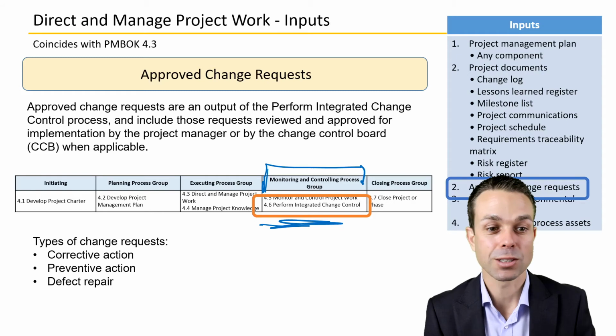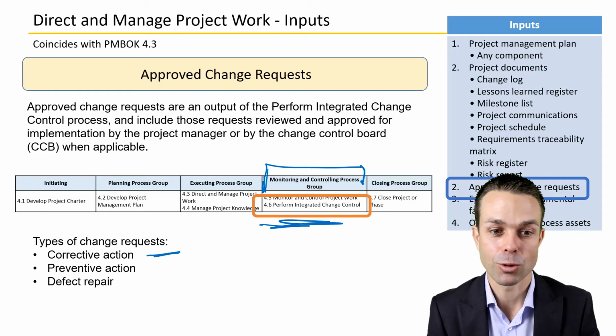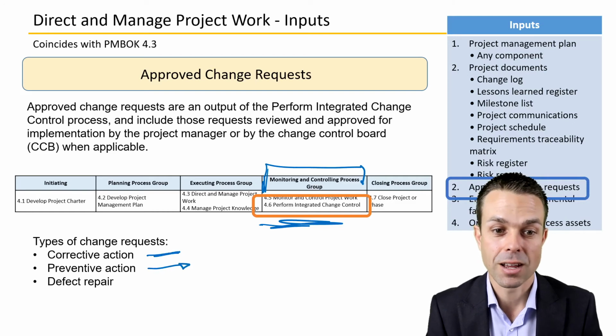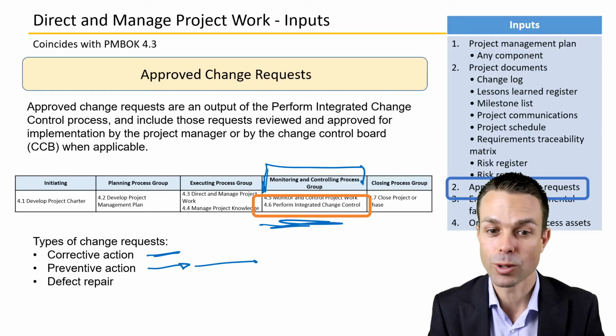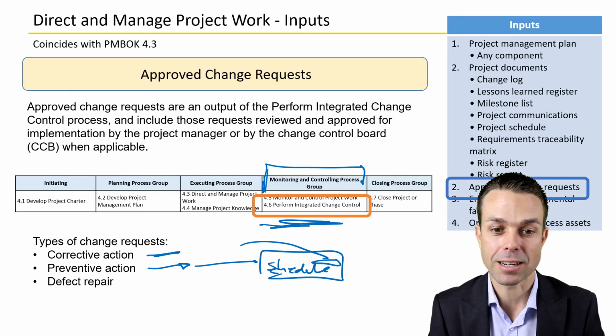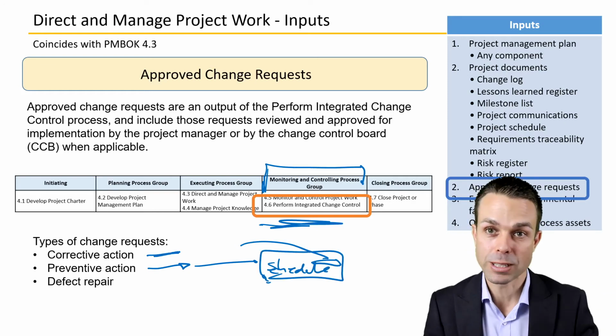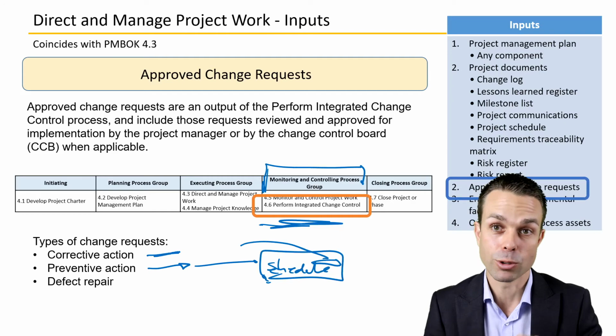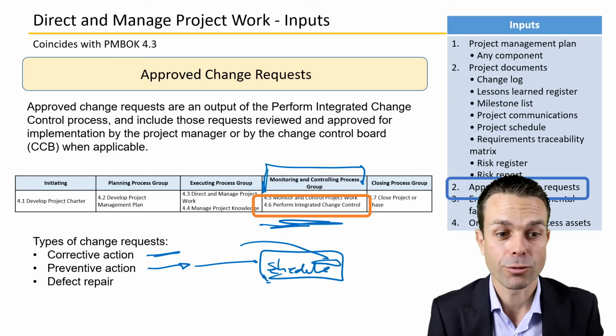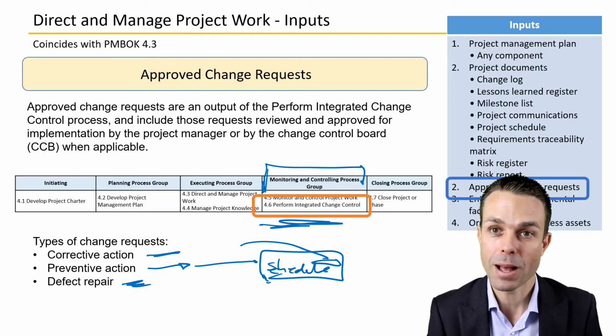Types of change requests might be corrective action, so we're having to correct something that's actually gone off track. Preventative action, maybe for the future, to ensure that we are coming back on track from our schedule, for example. Maybe we need to add more resources. Maybe we need to reduce some of the scope. And of course, defect repair from our quality testing.